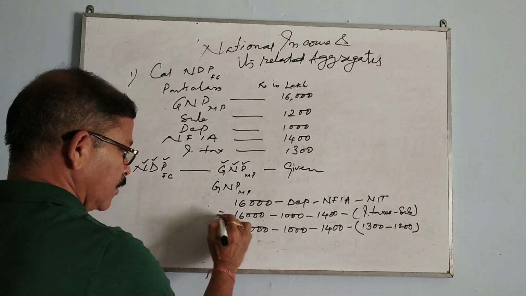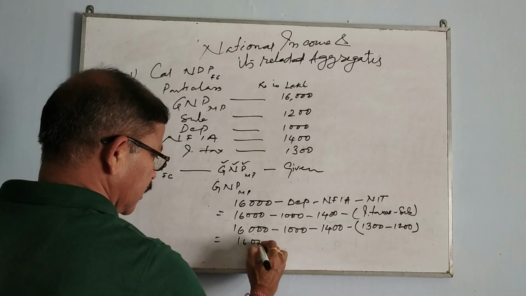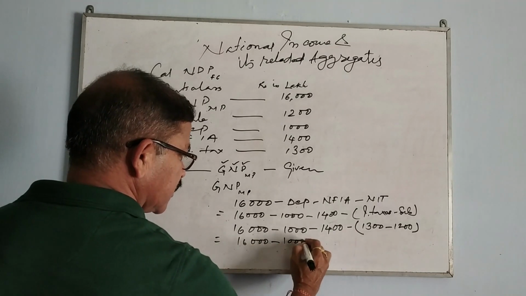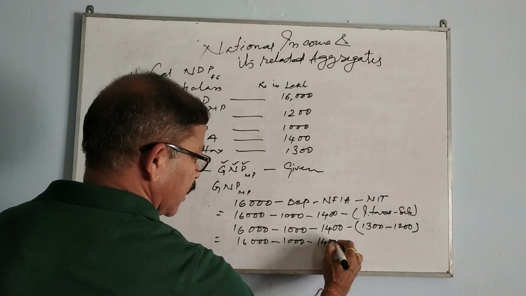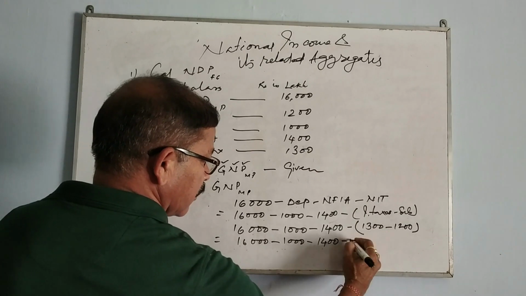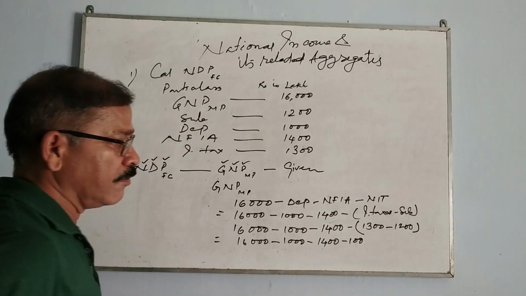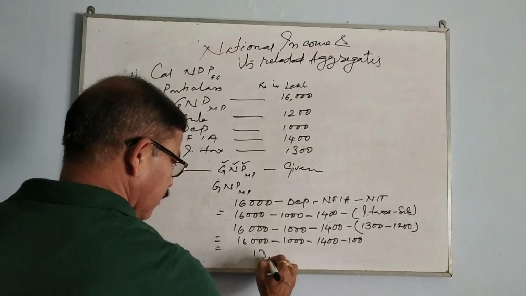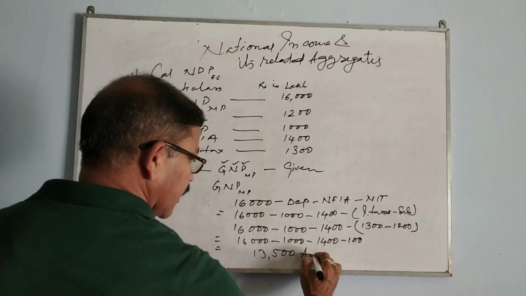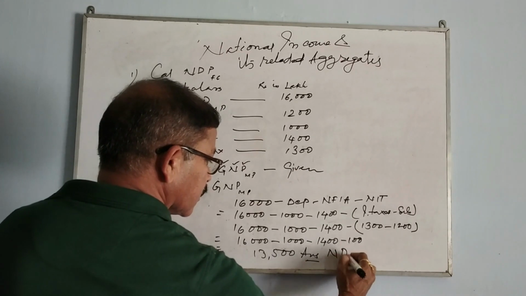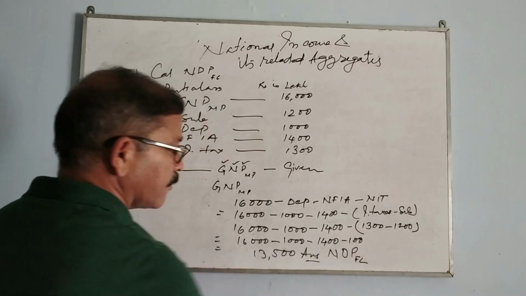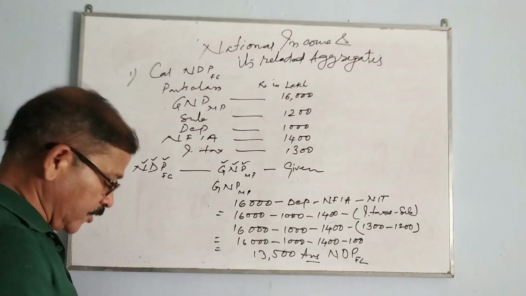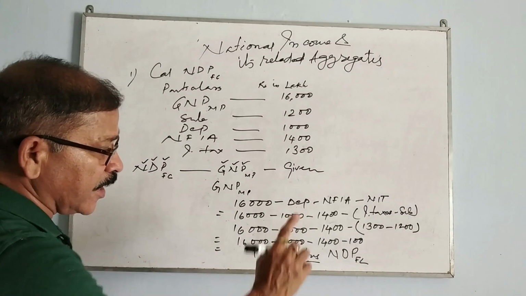Okay? So 16,000, 1,000, 1,400 minus 100. So you will get 13,500 as the answer, and that is NDPFC. What is the answer? Your answer is 13,500 and that is NDPFC.